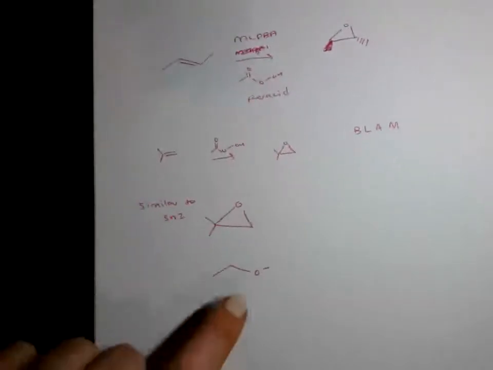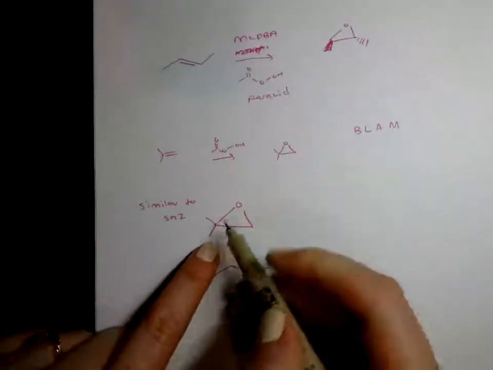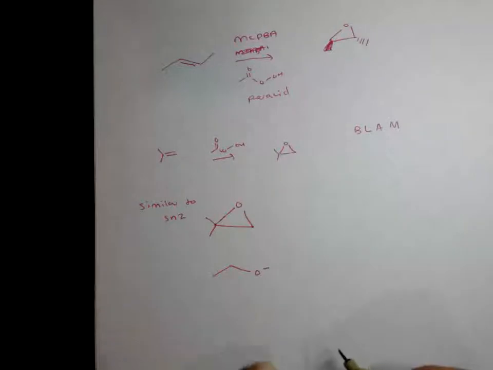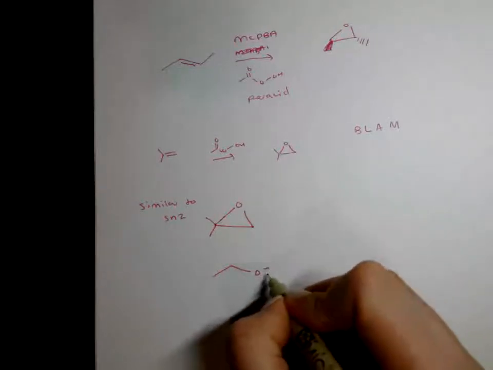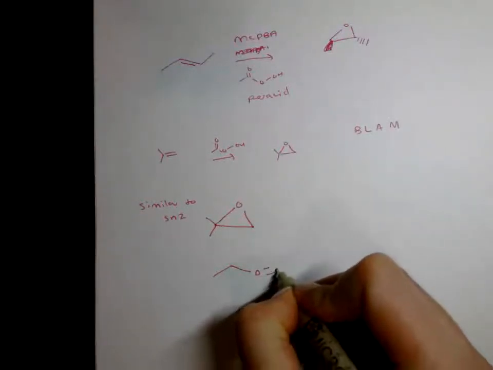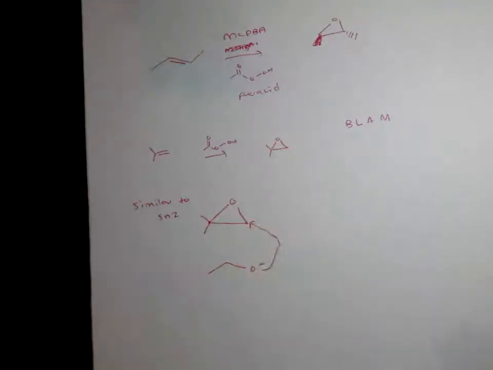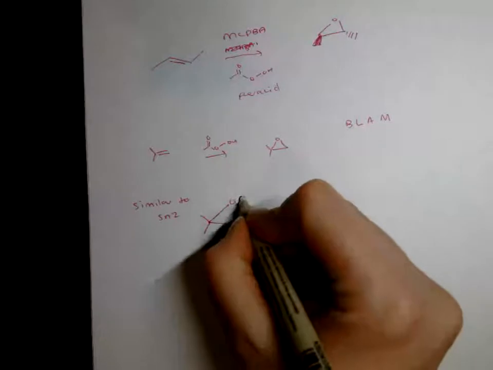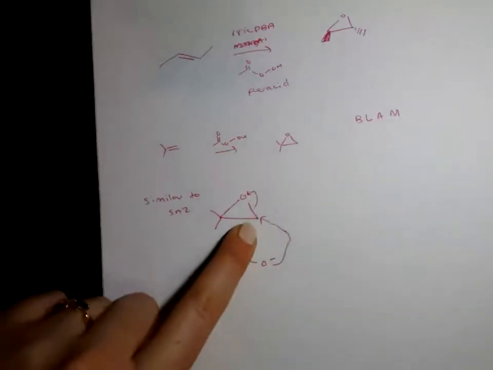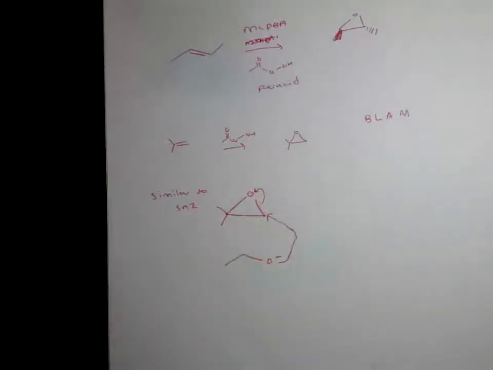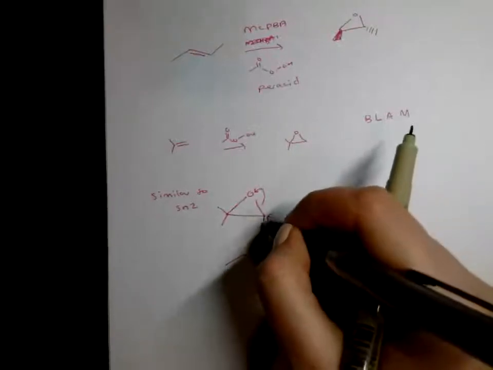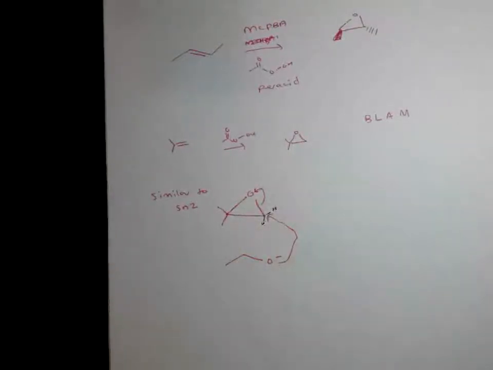If you have a nucleophile like this, here's the most substituted side, here's the least substituted side. So the nucleophile is going to attack the least substituted side because it's negative, so it's more base catalyzed. And then this will open up because there's already 4 bonds to this carbon. You have 2 implied hydrogens here. So a bond has to break.